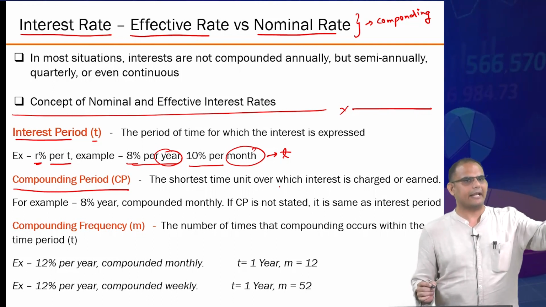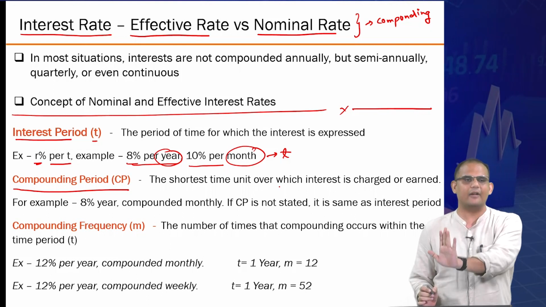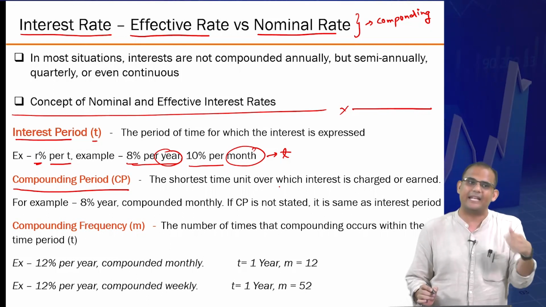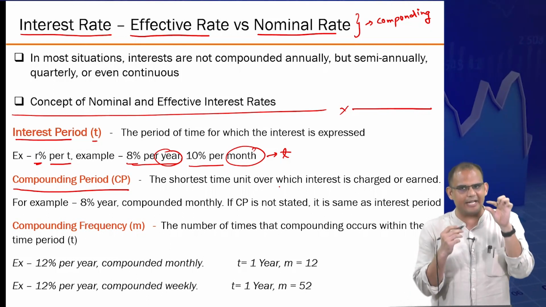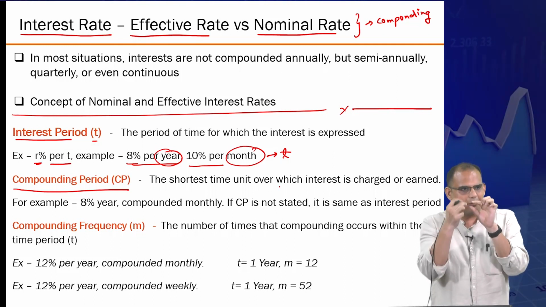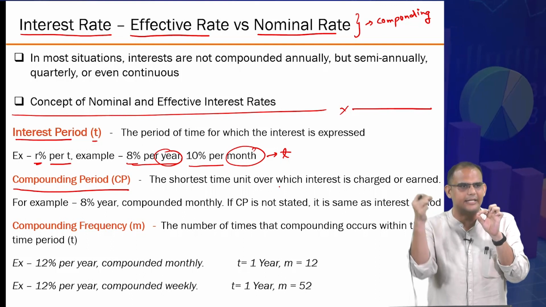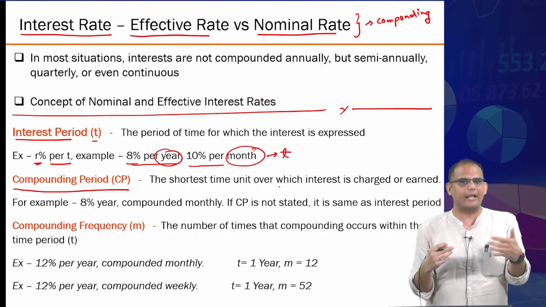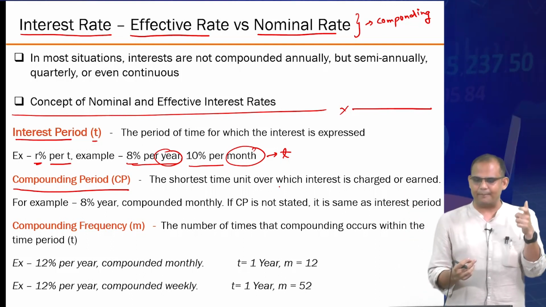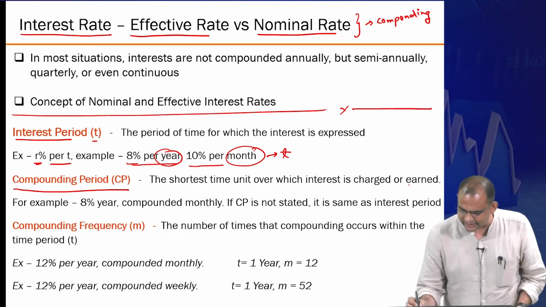I'm expressing the rate at 8% per year, but behind the scenes, I'm saying that compounding is happening every day. Every day's accumulated interest is getting more interest. Or every quarter's interest is getting more interest, right? So that's what I mean when I say compounding period. I will denote it with CP.